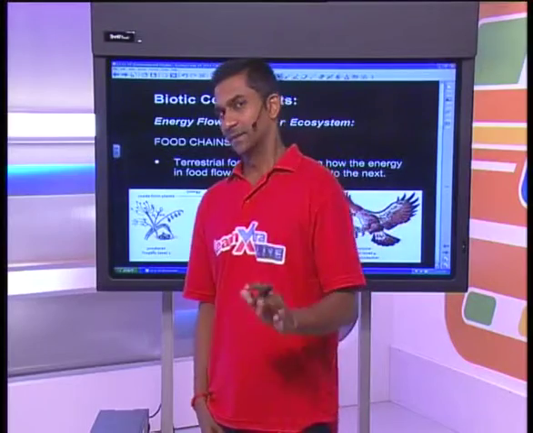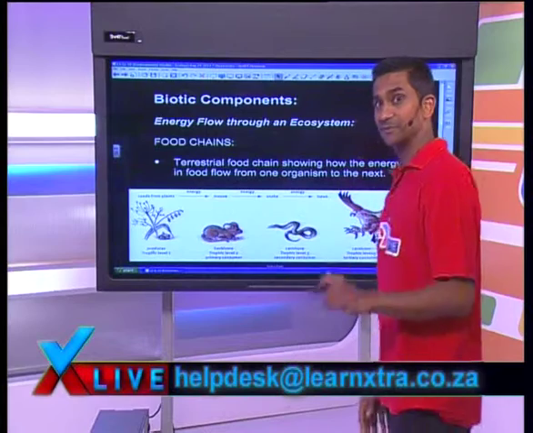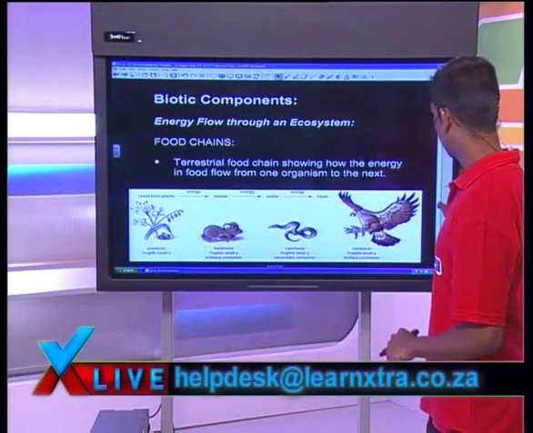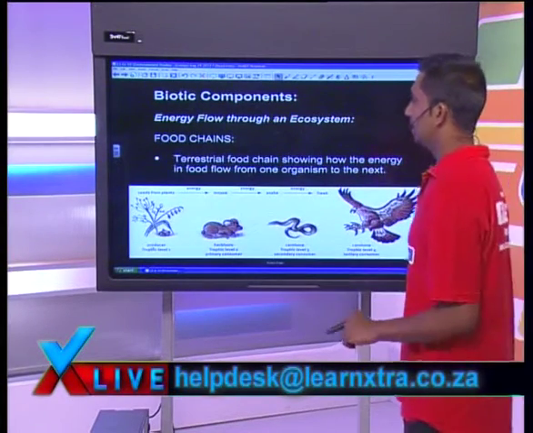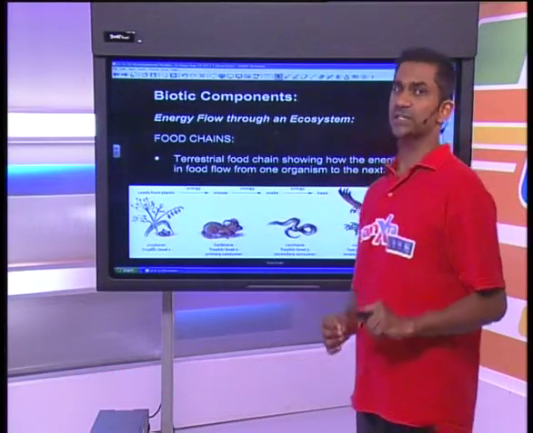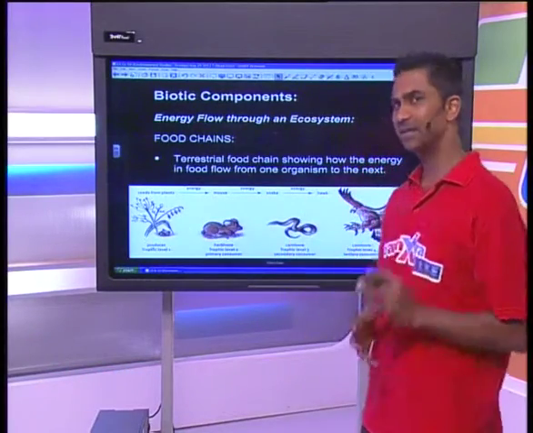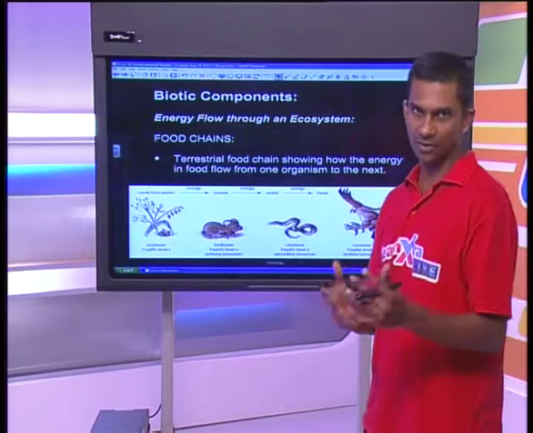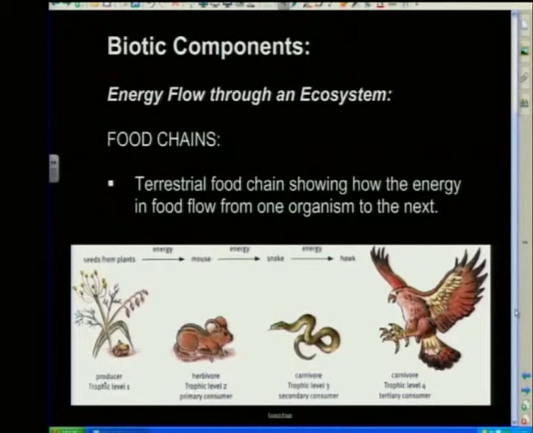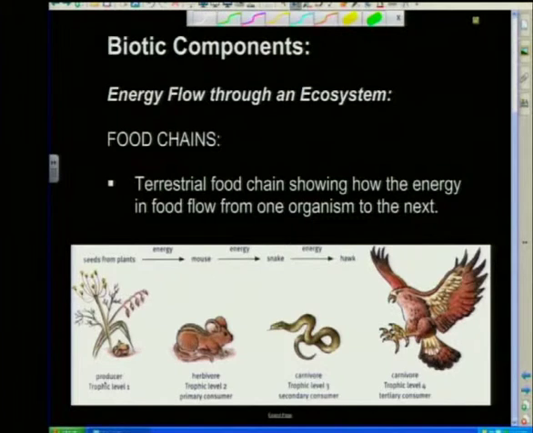Thanks, Ty. Right, let's look at some of those examples of food chains that we discussed earlier on. Right, so here we have a typical terrestrial food chain. Terrestrial meaning a food chain that we find on land. Okay, a fancy term, terrestrial. So a terrestrial food chain would refer to how the energy would flow from one organism to the next on land. Okay, so when we look at this food chain, we see that we've got our producers.